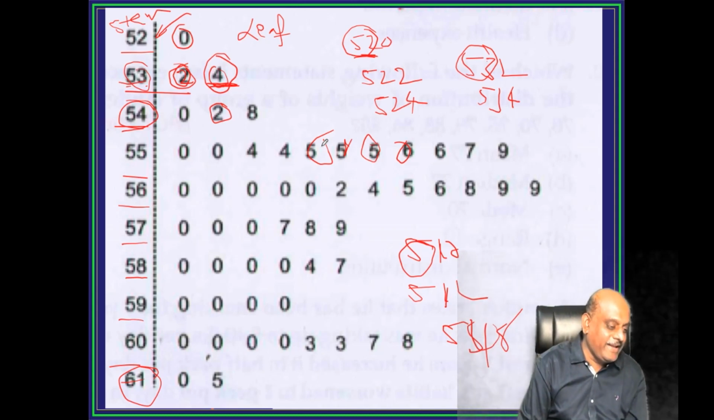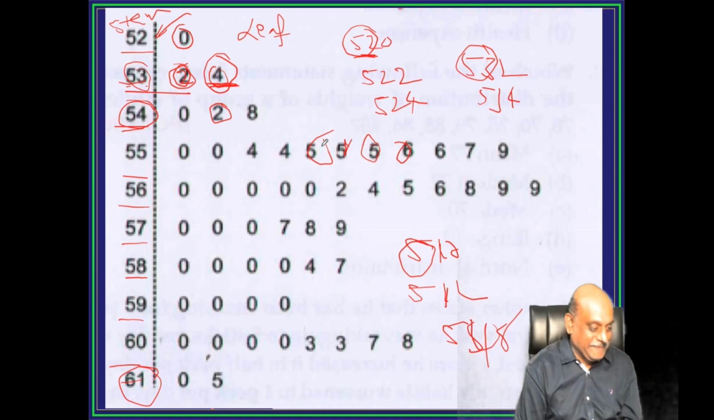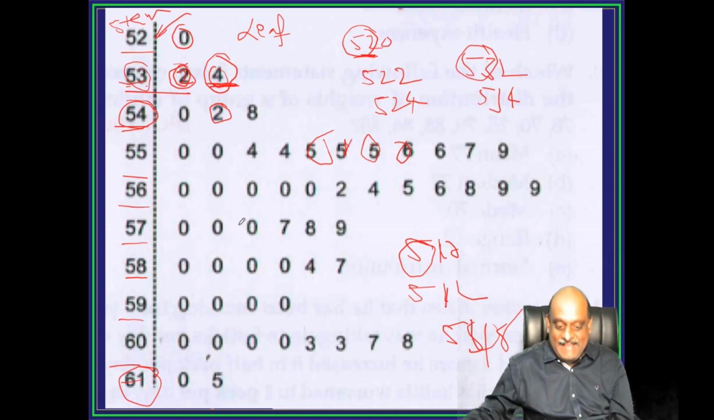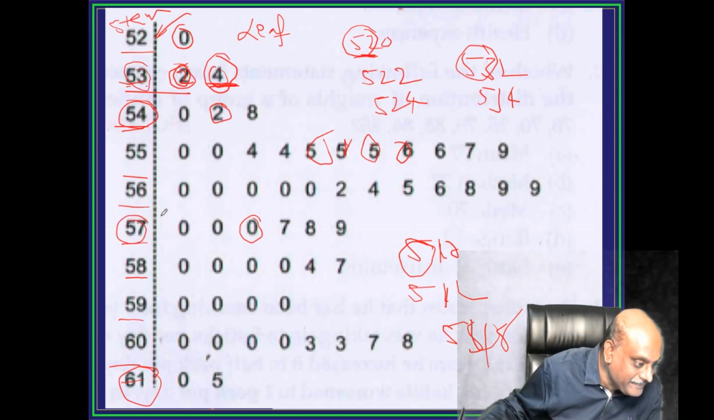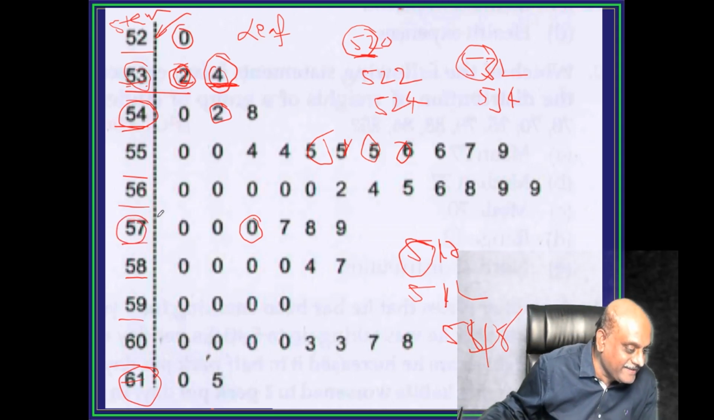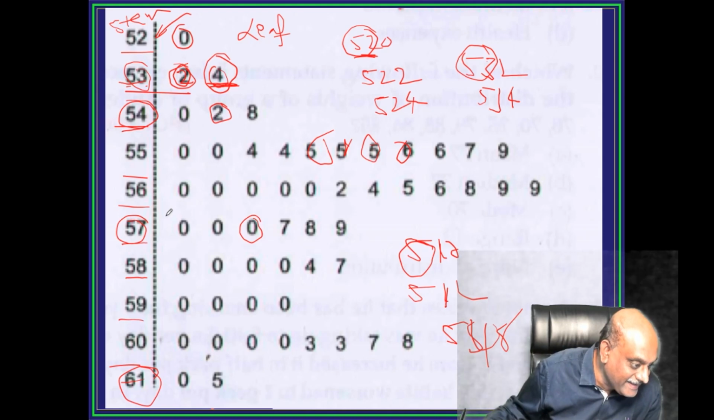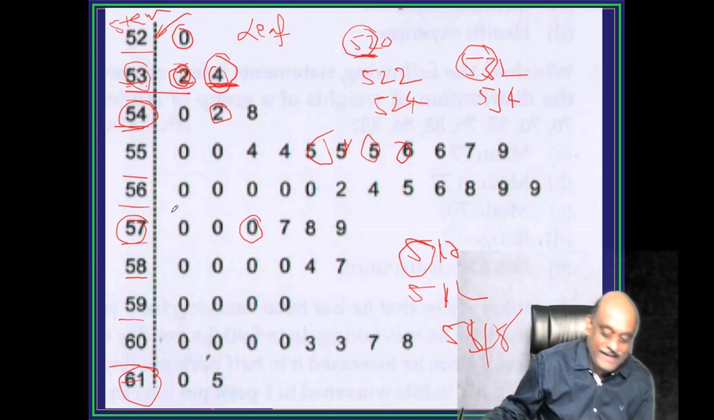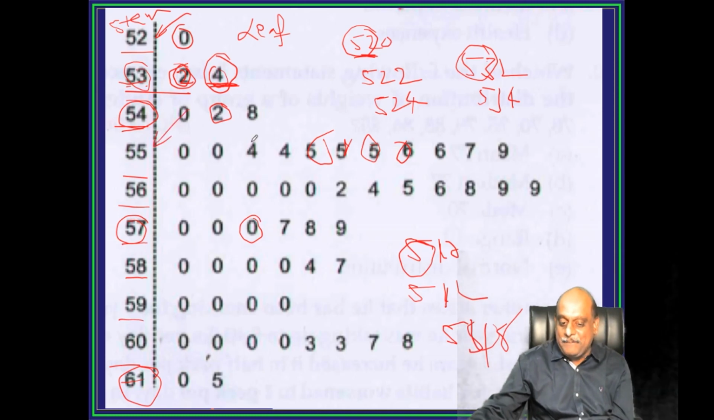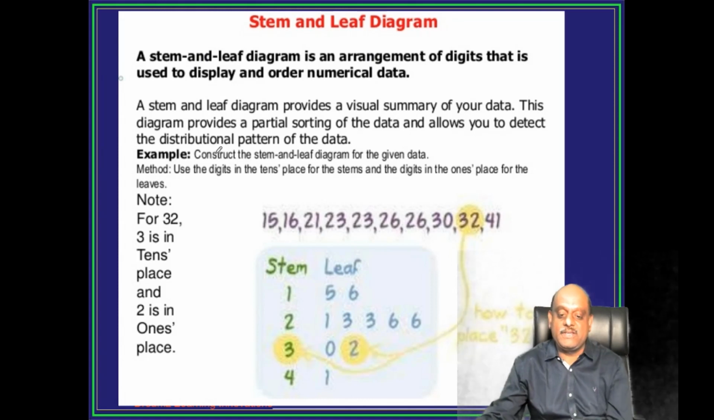Stem को क्या बोलते हैं? पत्ता. Right. ये सब पत्ते हैं और ये स्टेम को क्या बोलते बेटे? पत्ता is leaf. स्टेम को क्या बोलते हैं? What do you call stem in Hindi? तना. Okay. ये तना है और ये पत्ते हैं. बराबर. Stem and leaf plot.